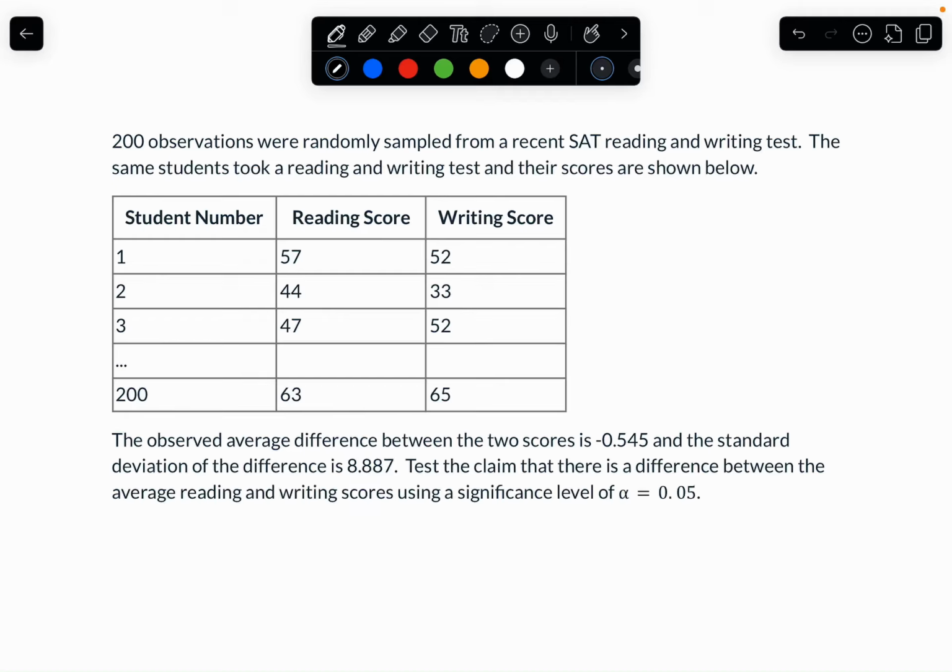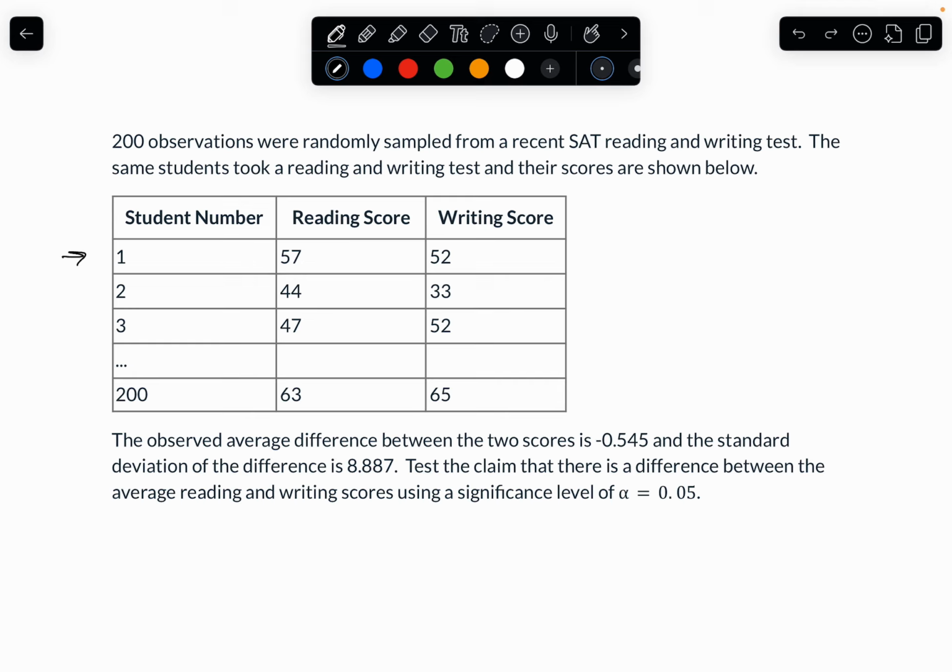In these last couple of pages, we'll look at some examples of hypothesis testing for difference data, both if we're given the summary statistics and not. So let's hop into this example that we've been working with. We've got 200 observations randomly sampled from a recent SAT reading and writing test. The same students took a reading and writing test, as shown below. So we've got our student number, and then their reading score, and then their writing score.